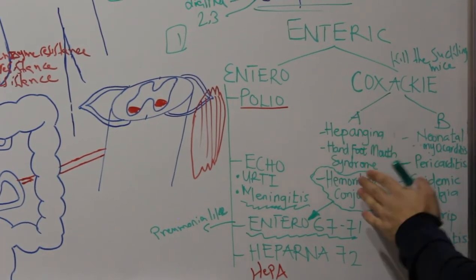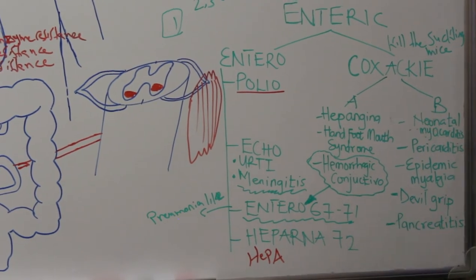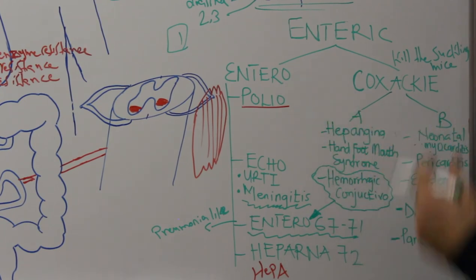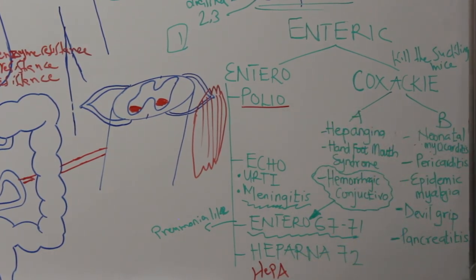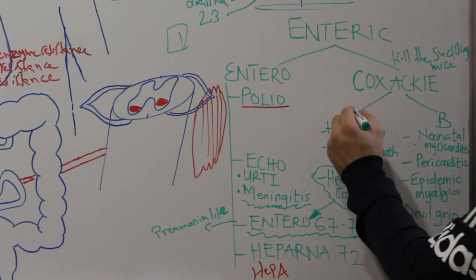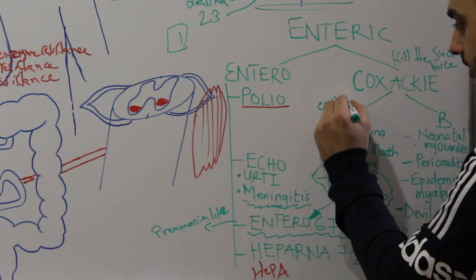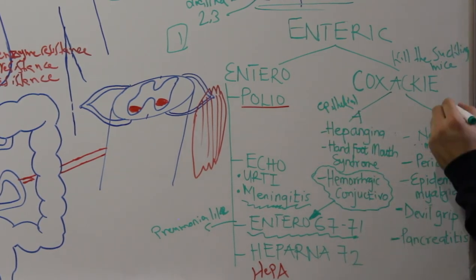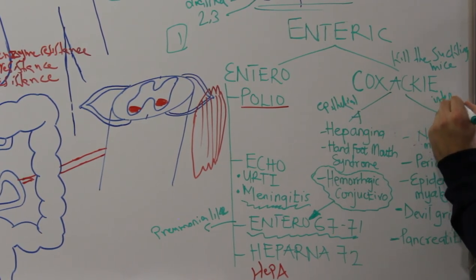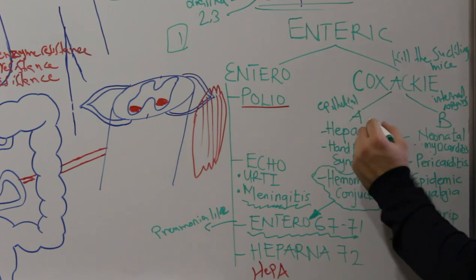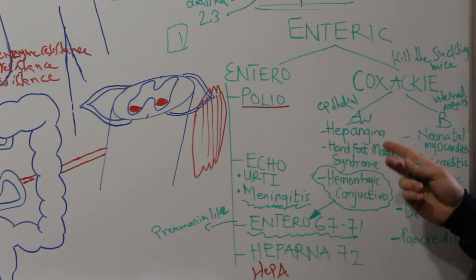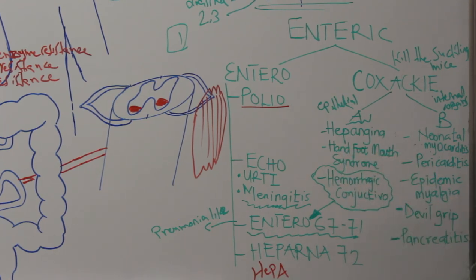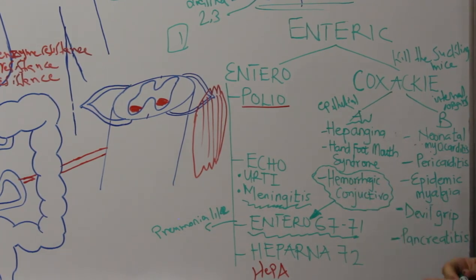Now, Coxsackie is divided into A and B. A is more superficial. A mostly infects the epithelial cells, mostly the skin, as we say, superficially. While B likes to infect internal organs. Based on this, A is associated with herpangina, hand-foot-mouth syndrome, and hemorrhagic conjunctivitis. All these are diseases which involve the epithelial tissues.